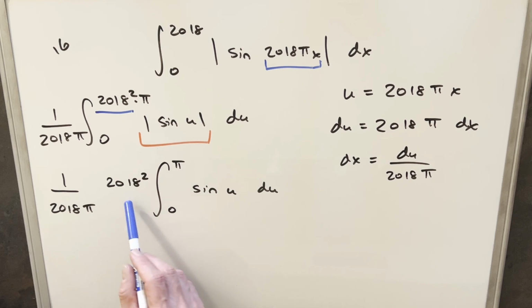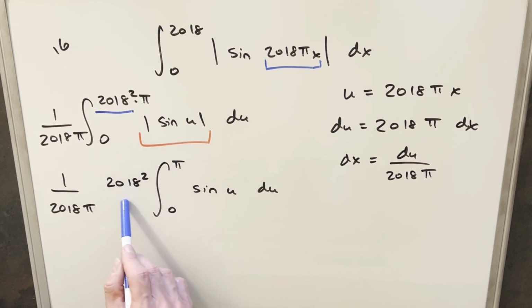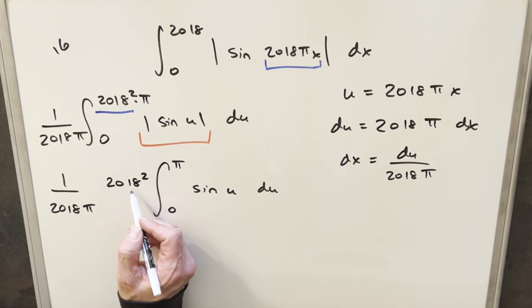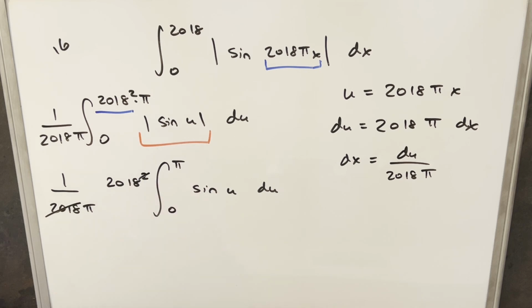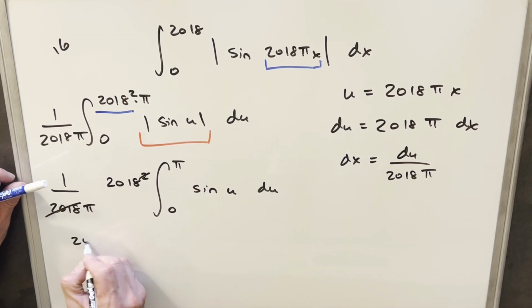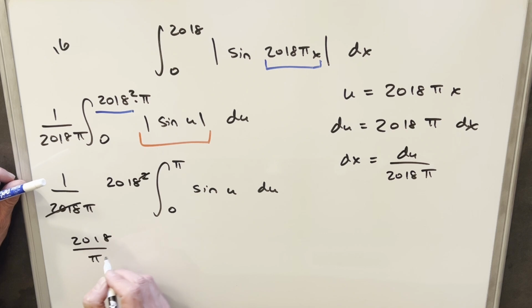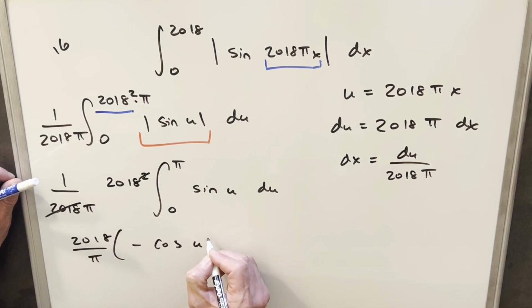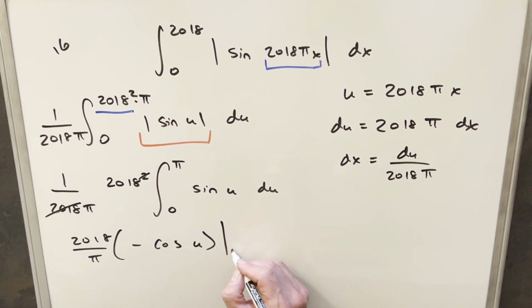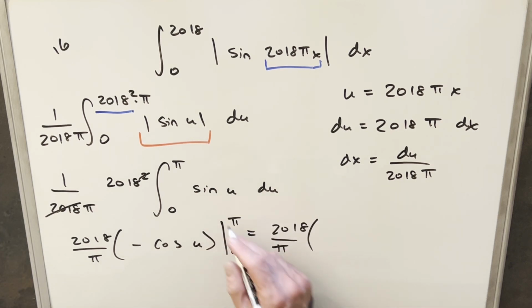Okay, so now based on what we found from the graph, I've rewritten this just integrating from 0 to pi and just multiplying it by this 2018 squared we have here. But when I do that, first we can have some cancellation because we have 2018 squared over 2018. So I can cancel this with one of these. So out front of the integral, we're going to just have 2018 over pi. Then integrating this is just going to be minus cosine of u, and we just need to evaluate this from 0 to pi.